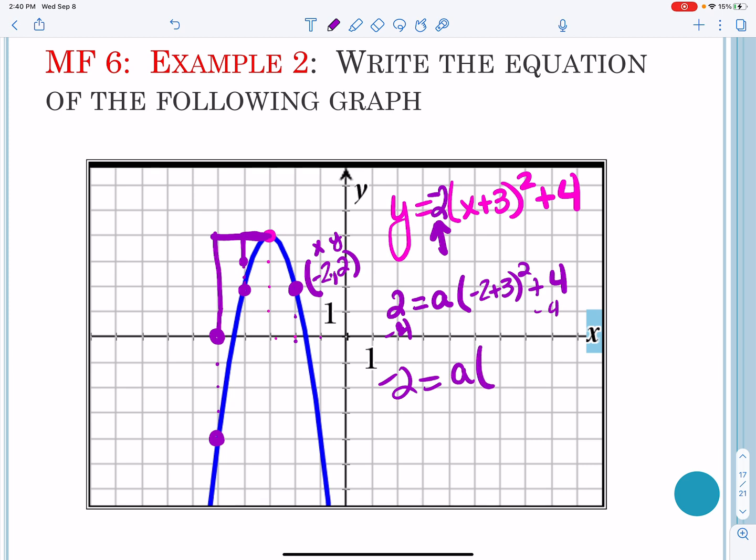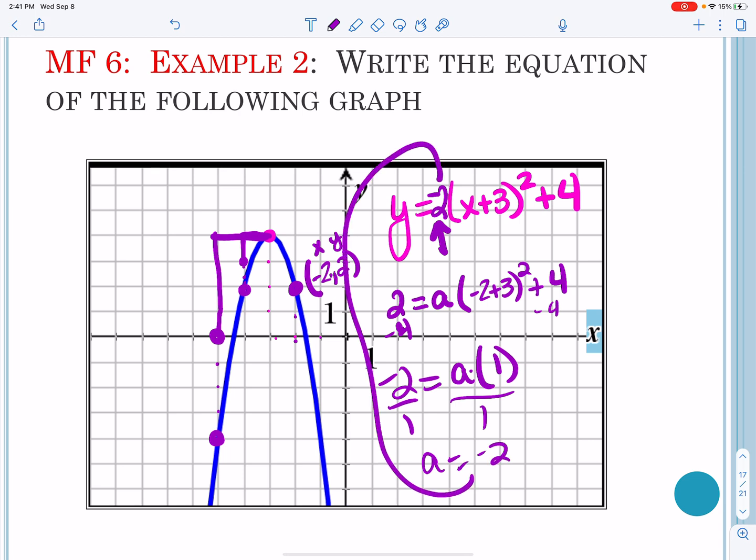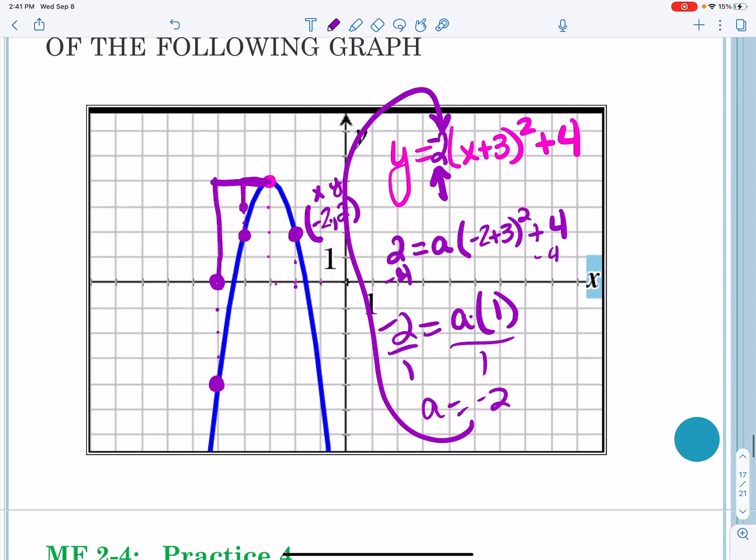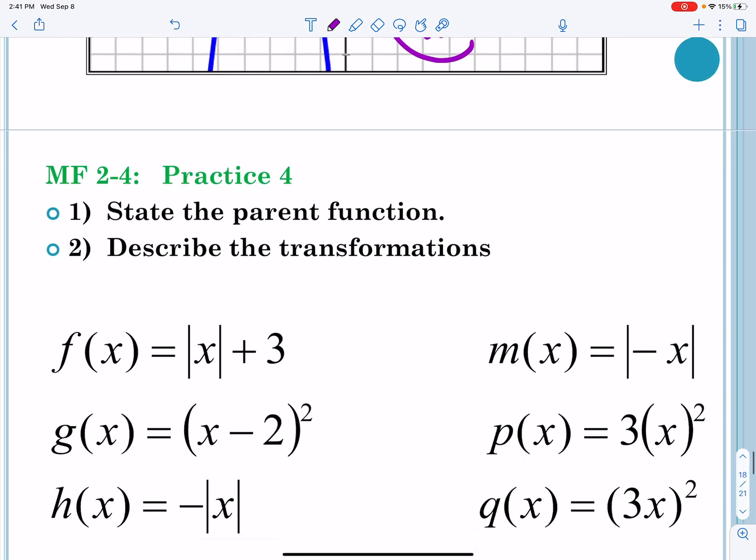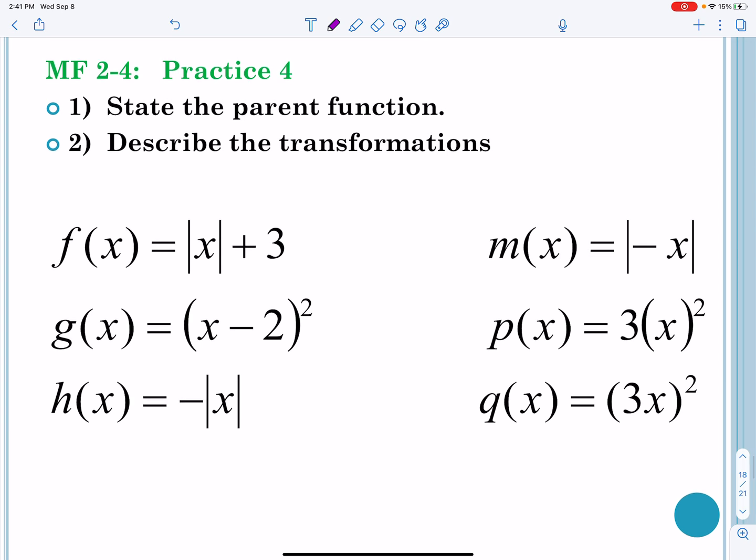What is -2 plus 3? It's 1. 1 squared is 1. So then this is times, so I'm going to divide by 1, and my a value is -2, which is what I got by counting. So everything in this unit that I do will be countable. Okay? All right, so on these last couple, you just have to state the parent function.